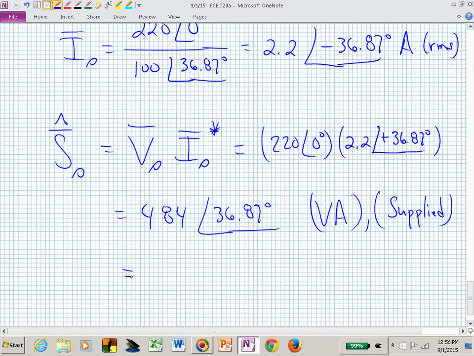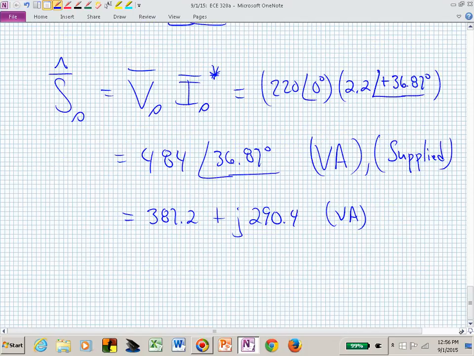And you can use Euler. You can take the cosine of that angle and the sine of that angle to obtain the fraction that's real and the fraction that's reactive. So that we now have 484 cosine of 37, which ends up being 387.2, plus J 290.4 volt amperes. And now, if somebody wanted, you now have even more information.